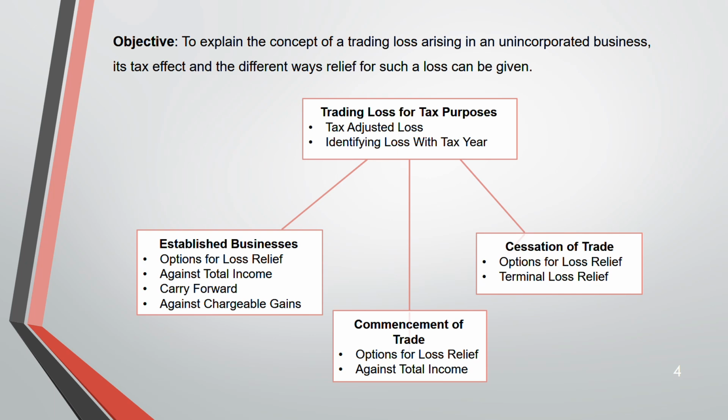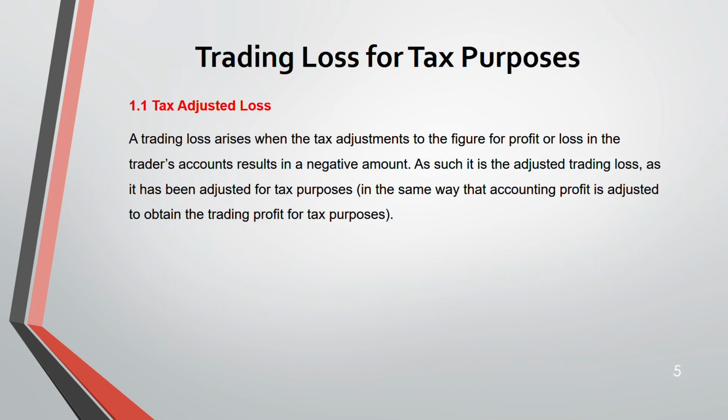So overall, the objective of this lecture is to explain to you the concept of trading loss that arises in a sole trader. First, the tax adjusted losses. Trading loss arises when the tax adjustments to your profit and loss figure give you a negative amount. Then it is known as adjusted trading loss.